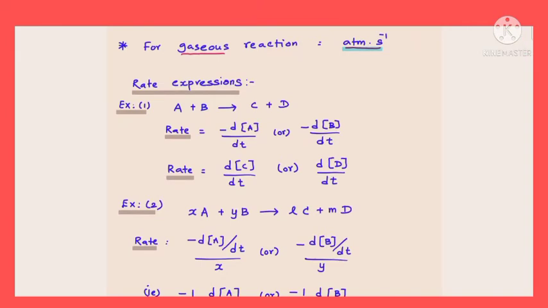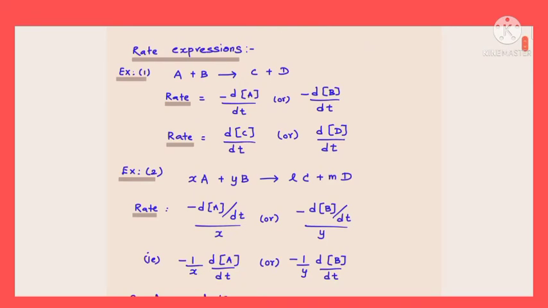Now example 1, reactants A and B combine to form products C and D. Now the rate can be expressed either in terms of reactants. The first two are with respect to reactants. The next two are rate expressions with respect to products. Because according to the definition, the rate can be expressed as change in concentration of either reactant or product.